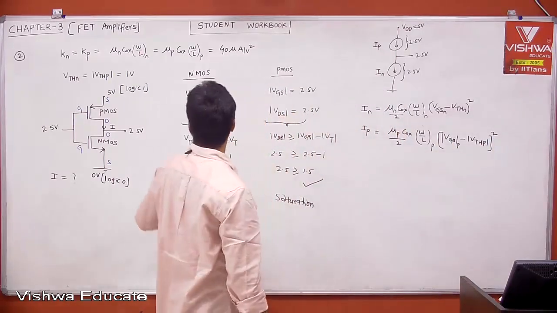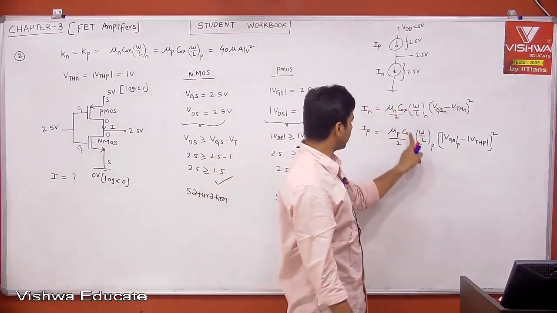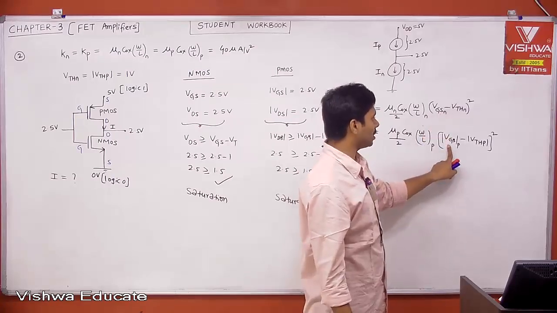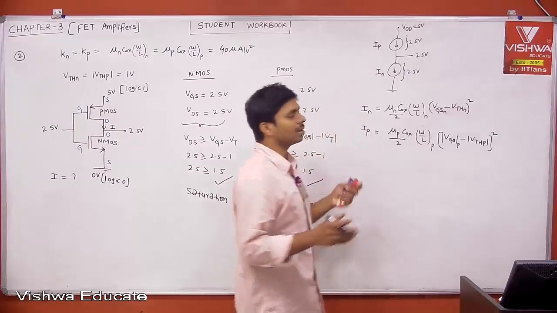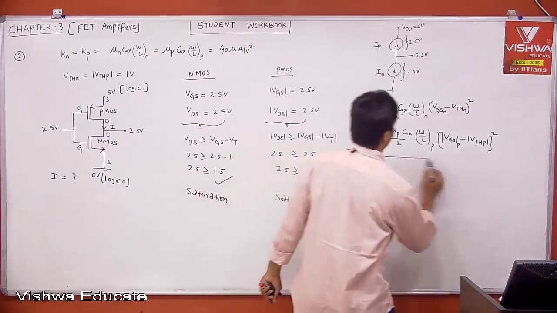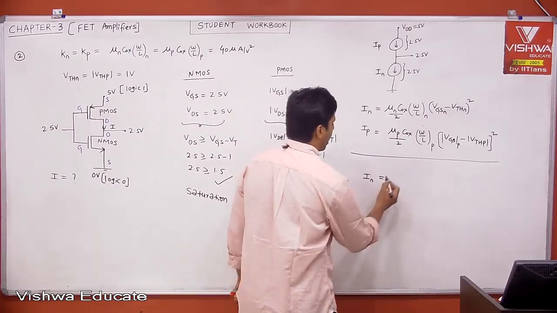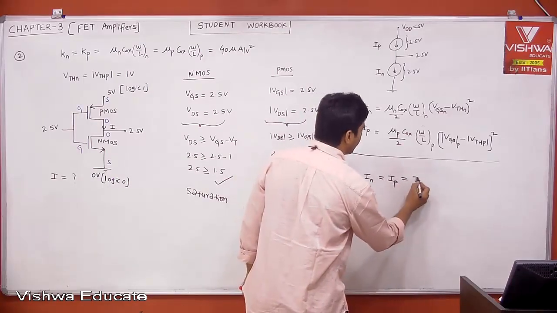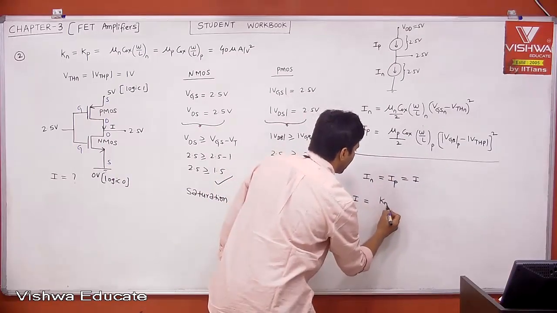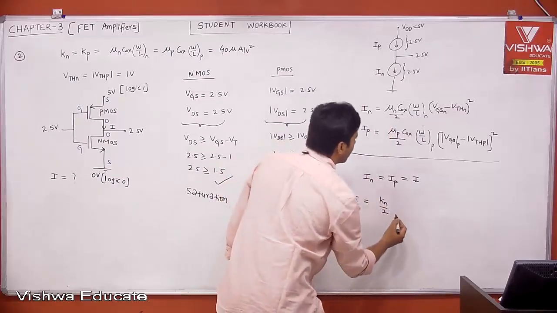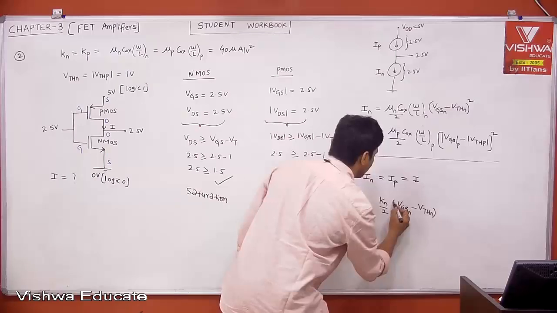Tell me, mu n Cox W by L of NMOS and mu P Cox W by L of PMOS, both are same, therefore these two are same. VGS of NMOS and mod VGS of PMOS, both are same, then both are having same threshold voltage, then the currents will be same, right? You can take any one of these. Therefore IN is equal to IP is equal to I. Therefore I is equal to Kn by 2, I am taking NMOS, Kn by 2 into VGS of NMOS minus VTH of N whole square.